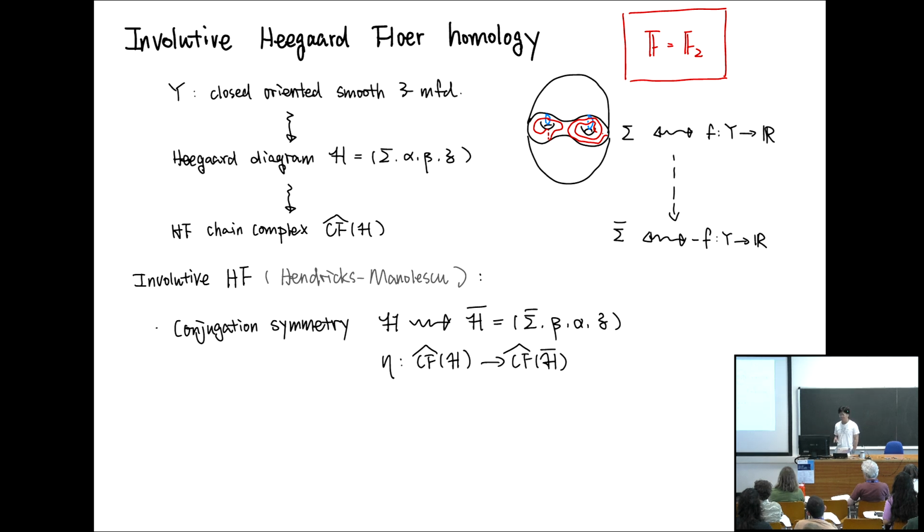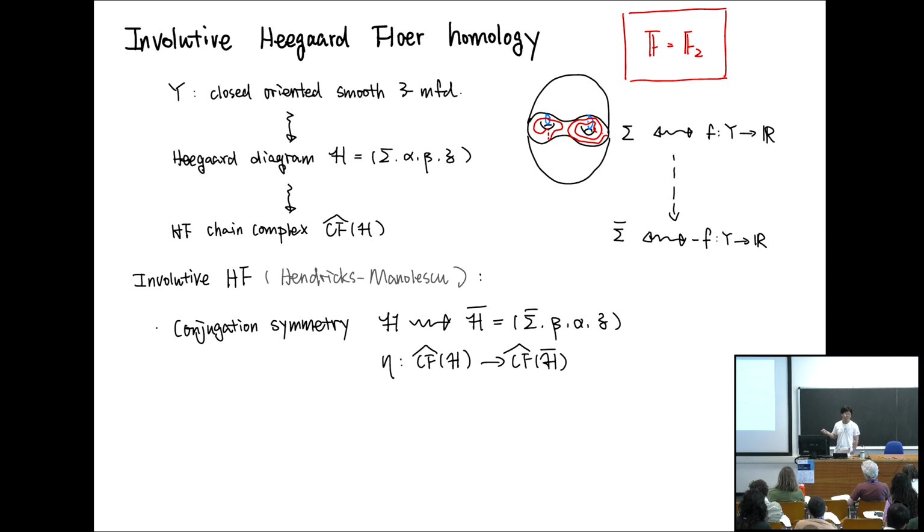They defined involutive Heegaard Floer homology by using this conjugation symmetry. If you have a Heegaard diagram H, you can consider the conjugate diagram H bar, which is just where you take the opposite orientation of your surface and swap the alpha and the beta curves, and you get another Heegaard diagram for the same three-manifold Y. And there's a canonical identification between the Heegaard Floer chain groups of H and H bar.